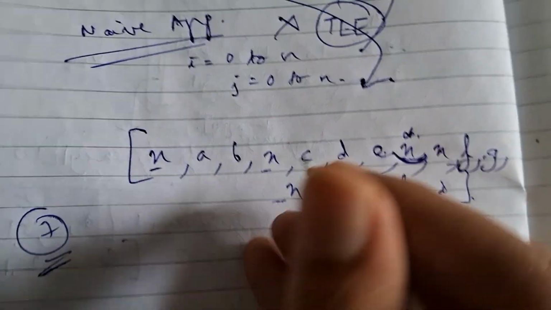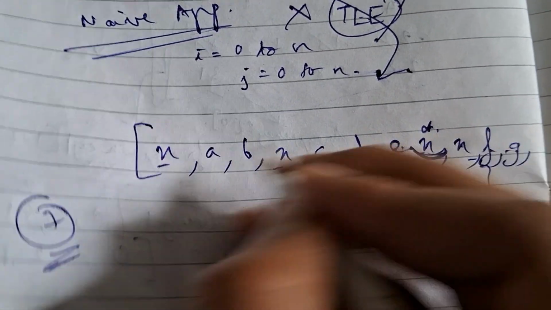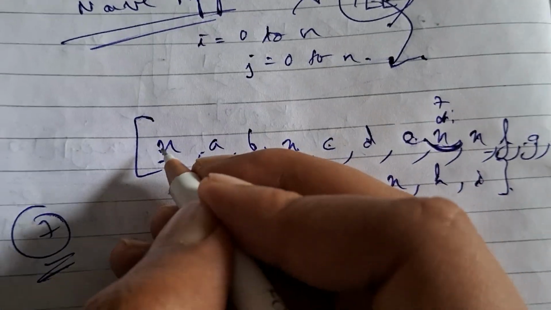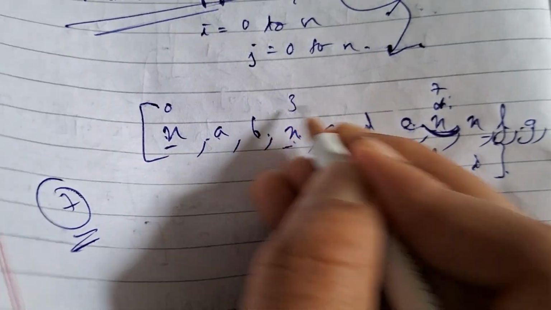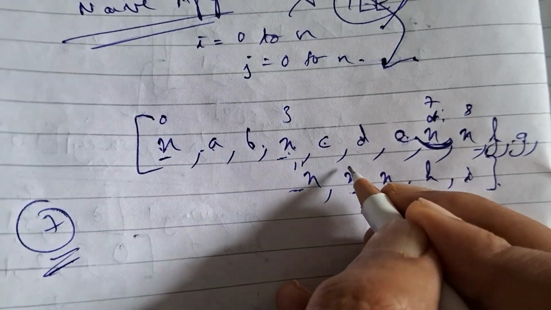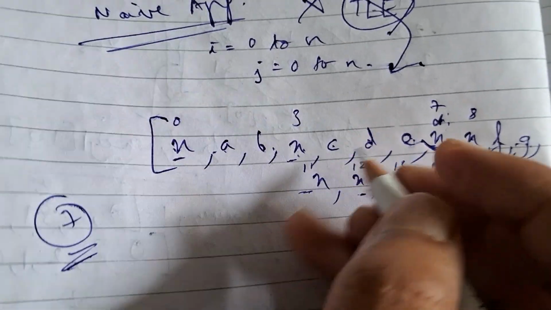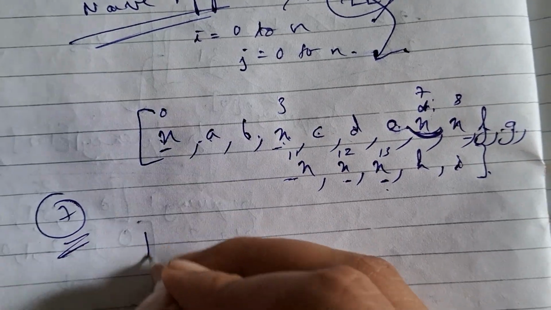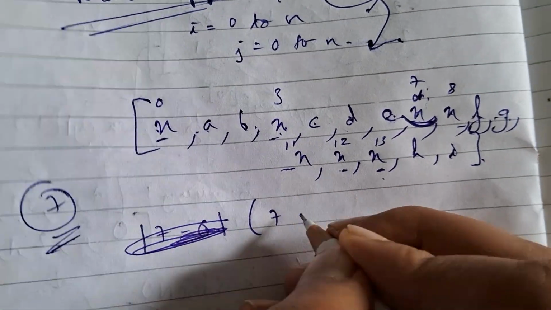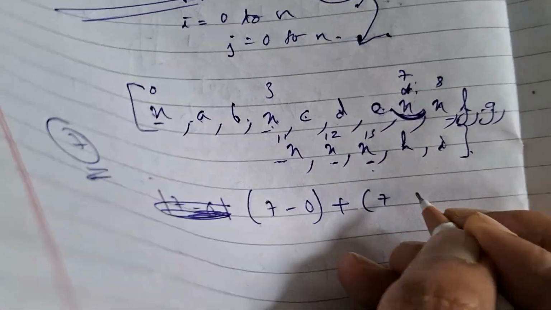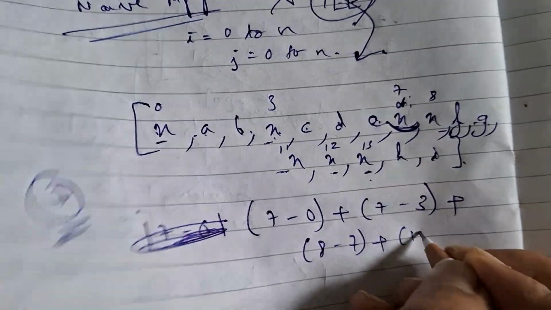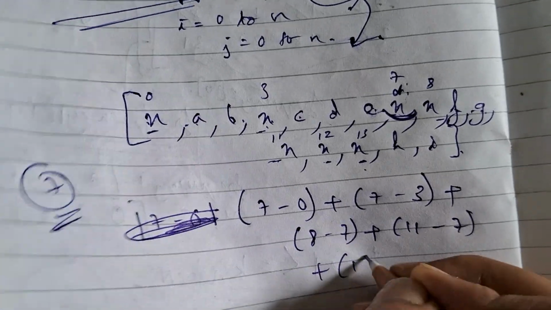So what you have to do is find out the positions of this, that is 0, 1, 2, 3, 4, 5, 6, 7. So this is the 7th position. This is 8, 9, 10. This is 11. This is 12. This is 13. Okay, so what is this going to be? Since it is going to be absolute, I am going to directly write the answer. So 7 minus 0 plus 7 minus 3 plus 8 minus 7 plus 11 minus 7 plus 13 minus 7.